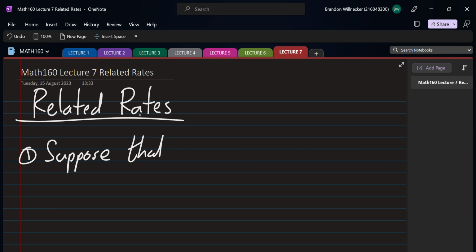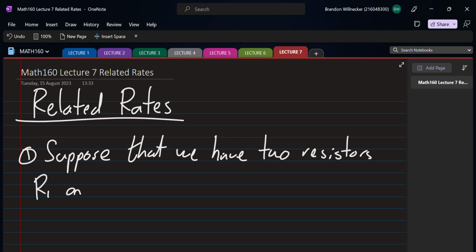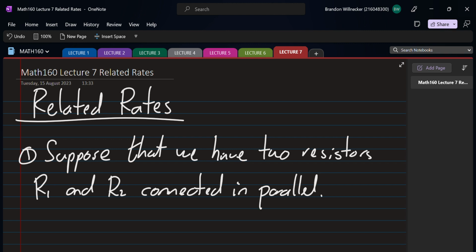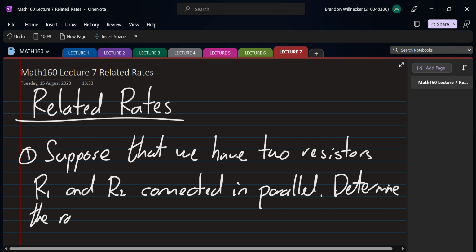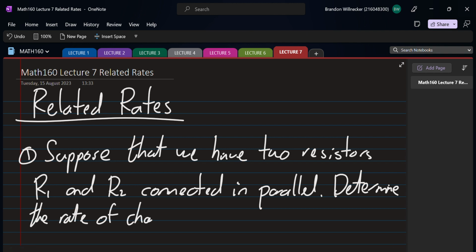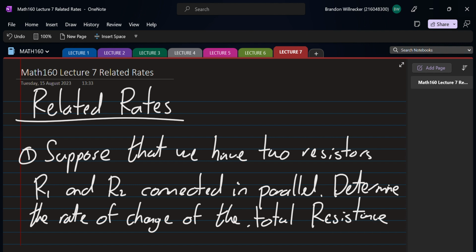Suppose that we have two resistors, R1 and R2, connected in parallel. What we want to do is determine the rate of change of the total resistance.